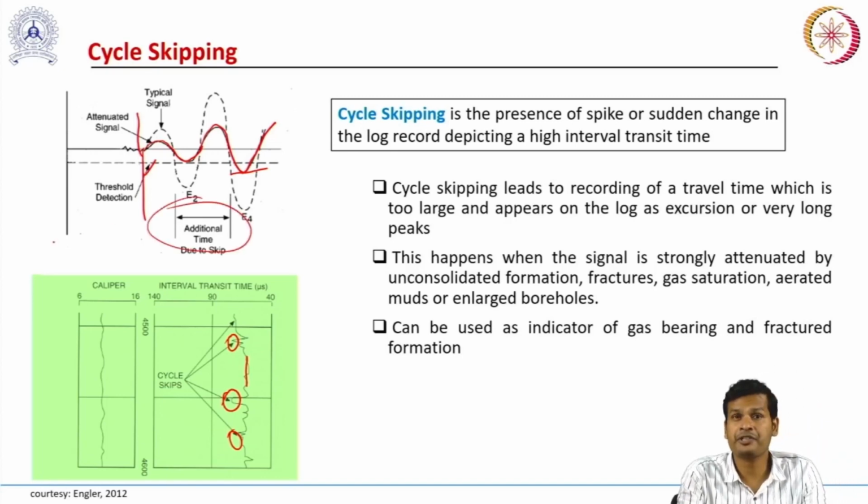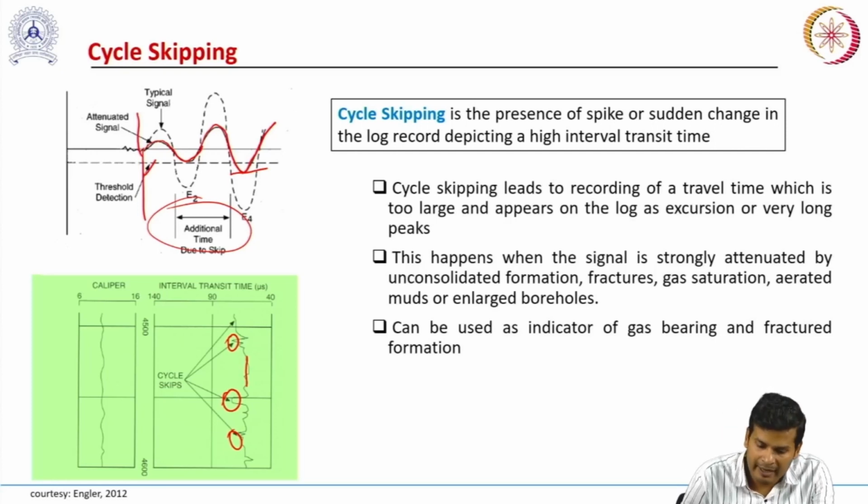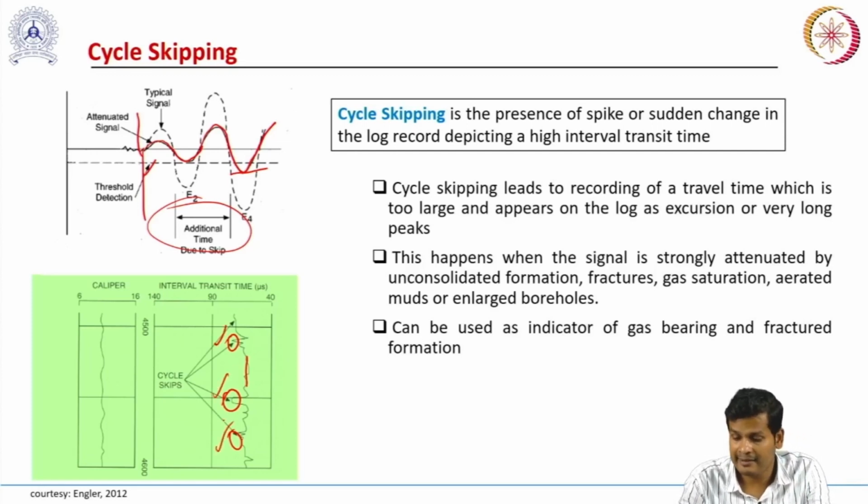So due to attenuation, the amplitude of the sound wave has decreased. That's why the receiver was not able to record the first arrival. Instead, it is going to record the second arrival of our compressional sound wave, which arrives at a later time. So the travel time recorded by the tool will be increased. It will happen at different depths where this attenuation is large, and this will show up in terms of cycle skipping.